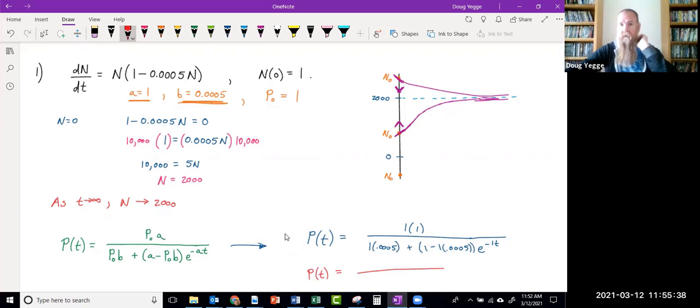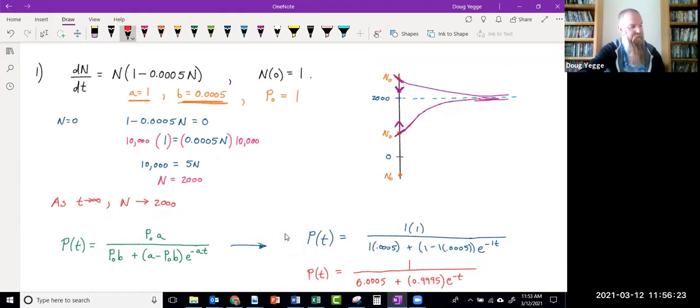sorry, give me 1 second here. Okay, so the numerator simply becomes 1. The denominator becomes 0.0005 plus, now we get 1 minus 0.0005, which is 0.99... Hold on, I'm taking away 0.0005, so that's 0.9995. Okay, e to the negative t.